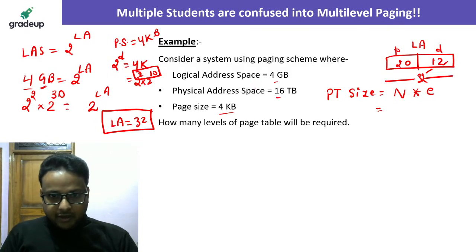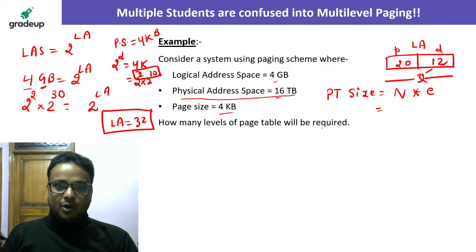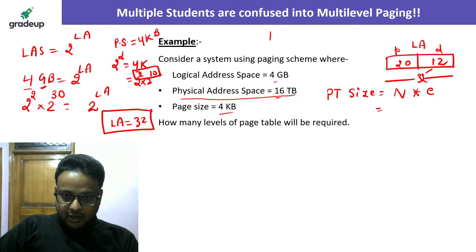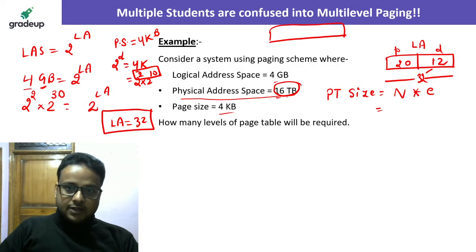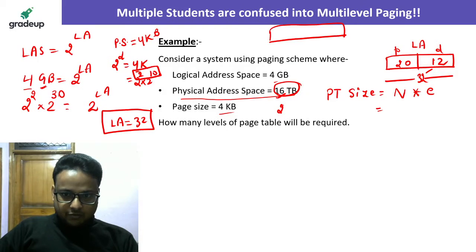Now they have not given the E, but they have given the physical address space. So with the help of this we can find out E. If you see, this 16 TB is the PAS. So the physical address will be 16, which is 2 power 4, and terabyte.